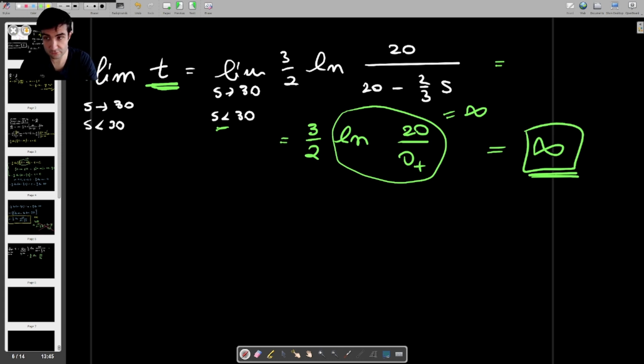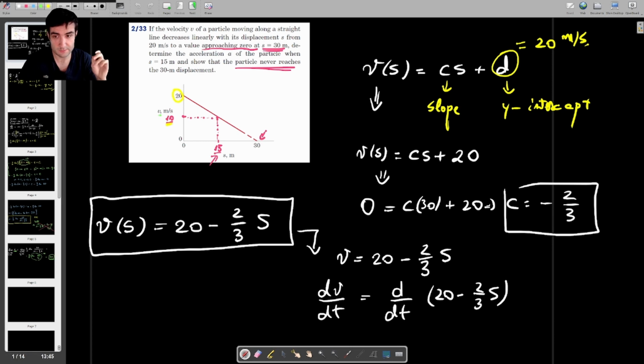And the reason for that, from a physical point of view, is because technically the velocity decreases until that point. So it will slow down so much that at some point it will start just creeping towards 30, and it will never be able to reach it as a result.